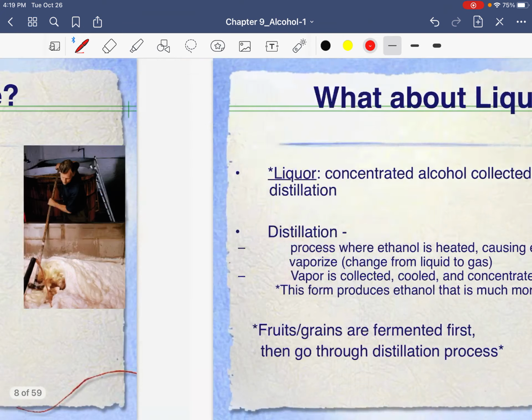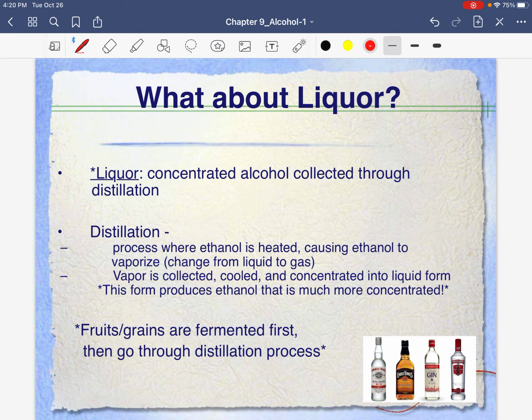Okay, so we're going to talk about some of the specifics. Liquor takes that alcohol and it distills it. So most of the liquor that we think of, or the hard liquor, is distilled. So in a distillation process, I'm putting a star beside it.